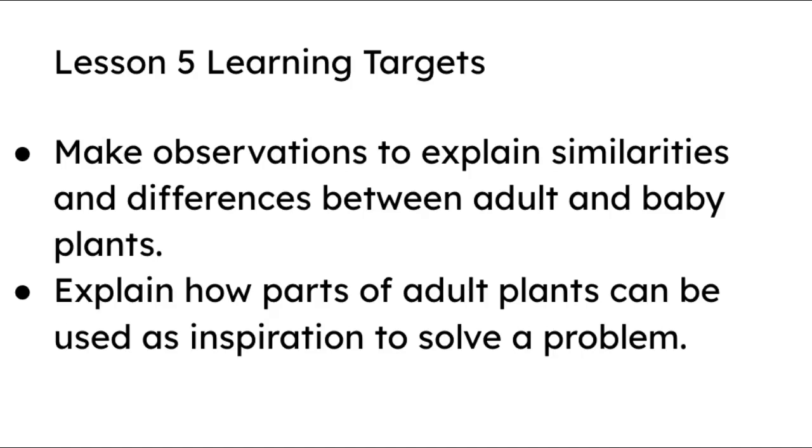By the end of this lesson, students will have made observations to explain similarities and differences between adult and baby plants, and explained how parts of adult plants can be used as inspiration to solve a problem. In Lesson 6, students are introduced to an anchoring problem of protecting a campsite. They brainstorm a possible campsite solution inspired by nature. They develop a model of a campsite solution.